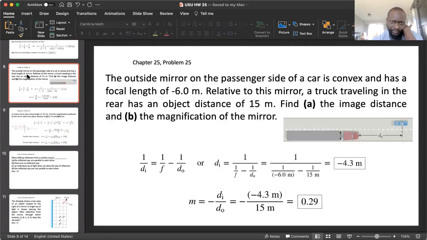Okay, next problem. Chapter 25, problem 25. The outside mirror on the passenger side of a car is convex and has a focal length of -6 meters. Relative to this mirror, a truck traveling in the rear has an object distance of that. Find the image distance. Just 1 over DI is 1 over F minus 1 over D0, you get that. The image distance is negative because it's a convex mirror, as expected. Because it's virtual all the time, we then want to find the magnification. Negative image distance over object distance, negative distance, so it becomes positive because the object is upright. The object has to be upright.